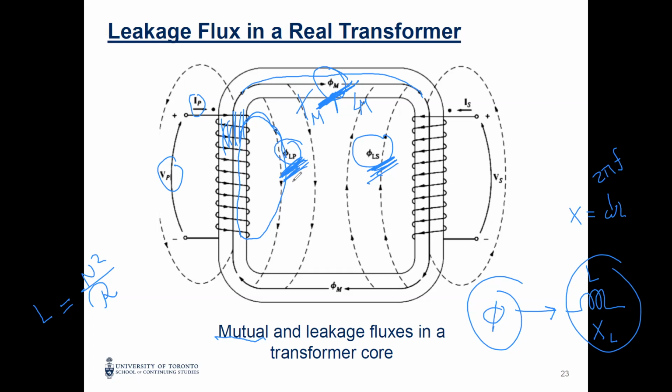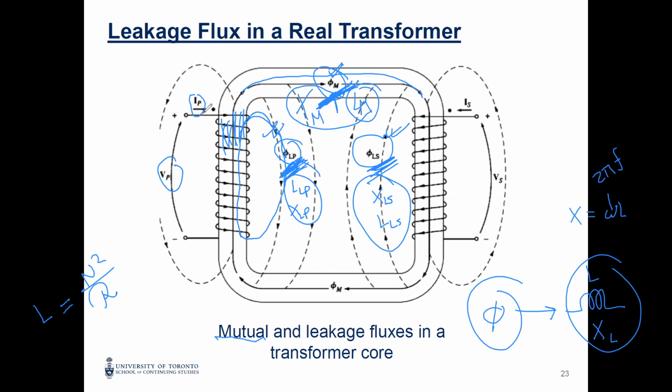So we have L for the leakage of the primary, or XLP, and we have X for the L here for the secondary, or L leakage for the secondary. We have 1, 2, and 3, L and X, right? 1 for the magnetization, 1 for the leakage in the primary, and the other one for the leakage in the secondary.